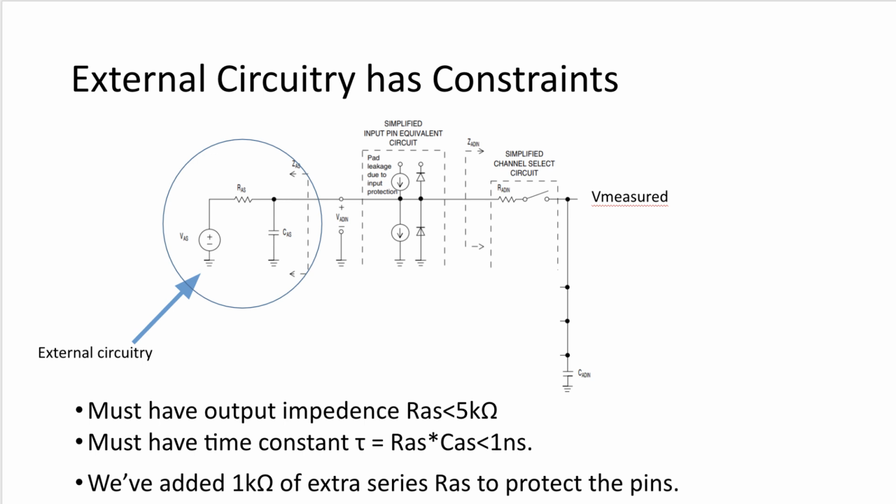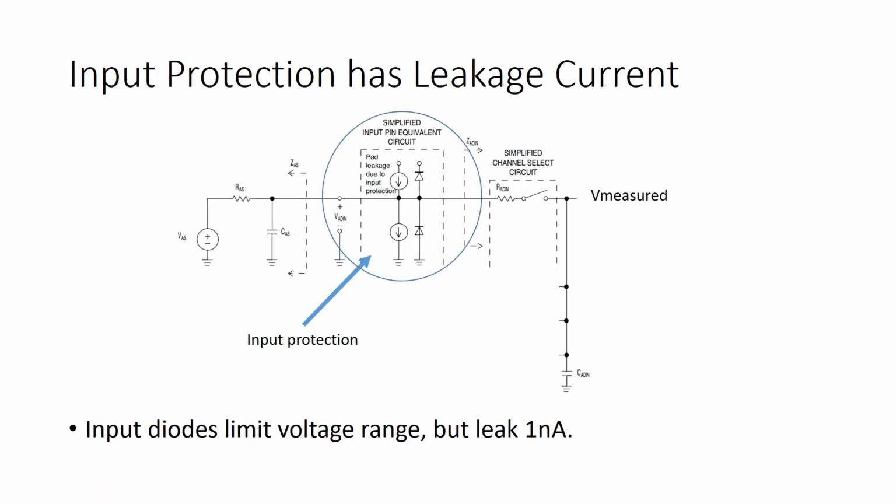It's also worth noting that we've added 1 kilo ohm of resistance in series with all of your Teensy input pins in order to protect them. That means that your driving impedance needs to be less than 4 kilo ohms because it's going to fall in series with that 1 kilo ohm resistor that we added. So that external resistor that I just mentioned works with the input protection that lives in the middle circuit here.